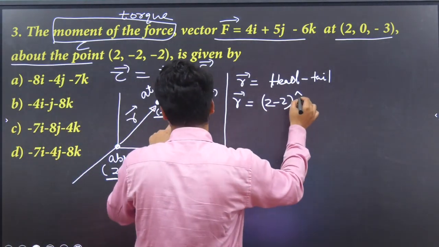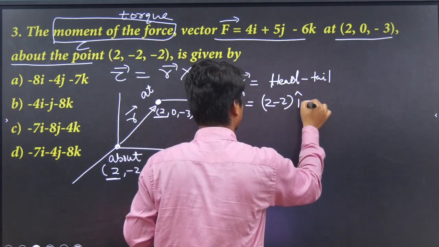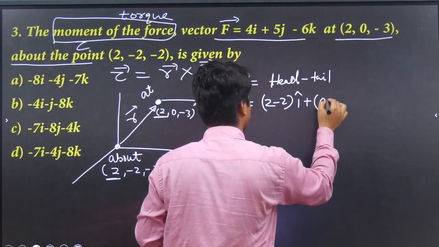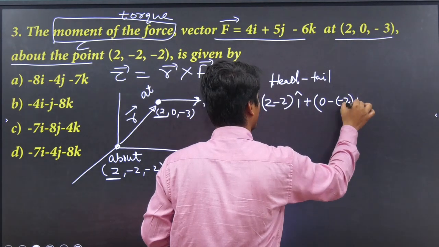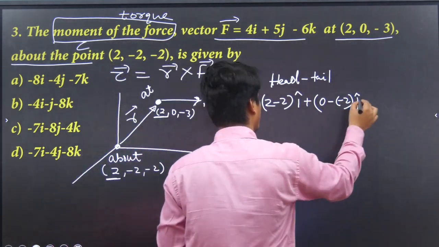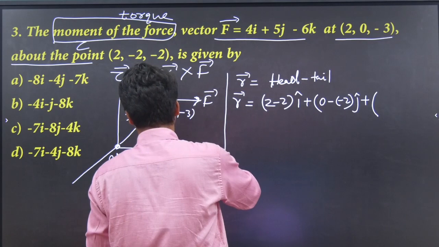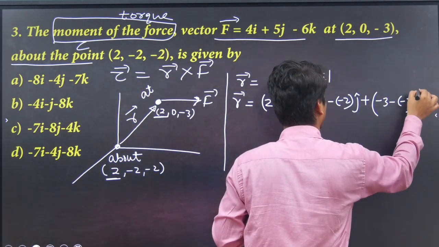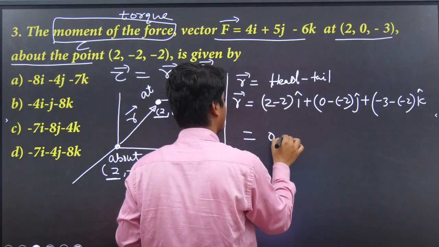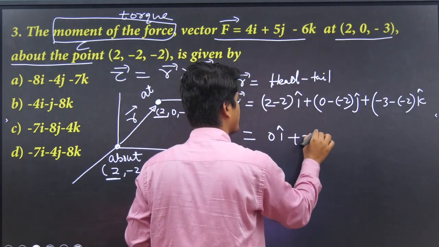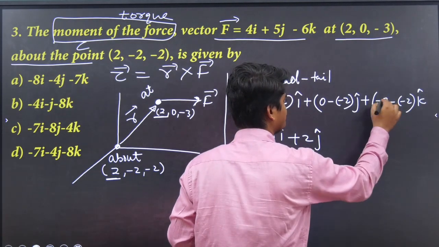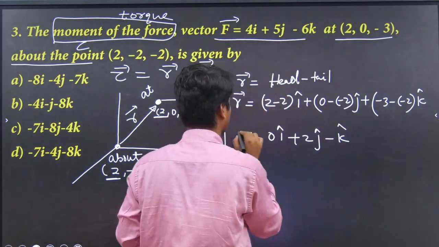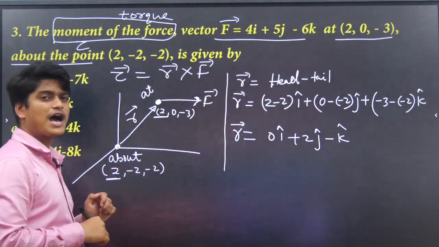So 2 minus 2 I cap, then minus plus you write plus this and this you subtract 0 minus of minus 2 j cap, then write plus minus 3 minus 2 is there, so write minus 3 minus of minus 2 k cap. Now see here it is 0 I cap, it is plus 2 j cap, it is here how much? Minus 3 plus 2, that is usually minus 1, so minus k cap. So this is your what? Position vector. R vector you find.